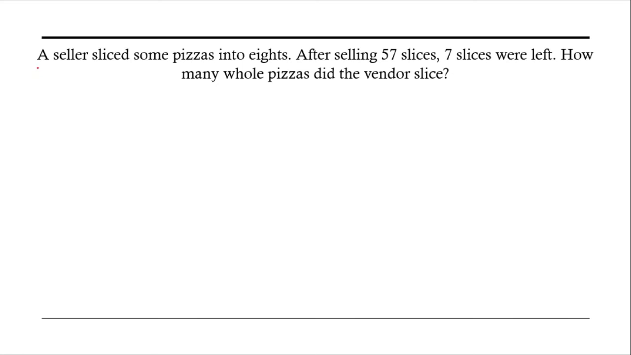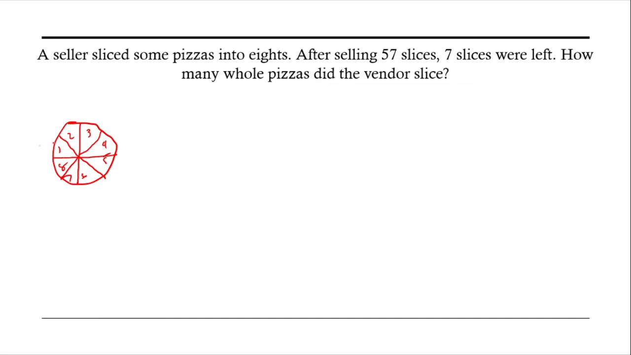Number 3, a seller sliced some pizzas into 8. For example, isang pizza lang. Dinivide daw niya, in-slice daw niya ng 8. So meron tayong 1, 2, 3, 4, 5, 6, 7, and 8 slices. After selling 57 slices, 7 slices were left. How many whole pizzas did the vendor slice?